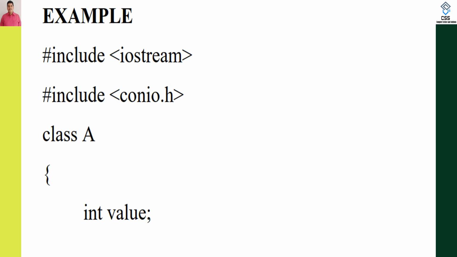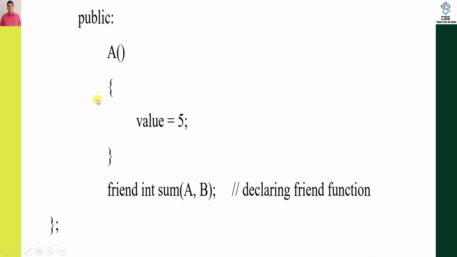Here in today's class, we want more than one class's private members to be accessed outside. Hence, we have taken a class A, and its member, private by default, is value. Then its constructor is A. Friend return type is int, sum. It carries two class objects, one of class A and one of class B.